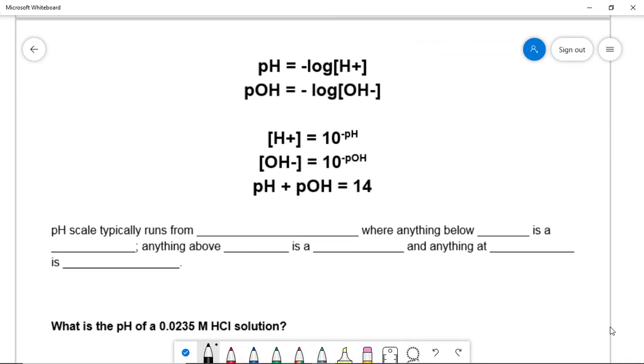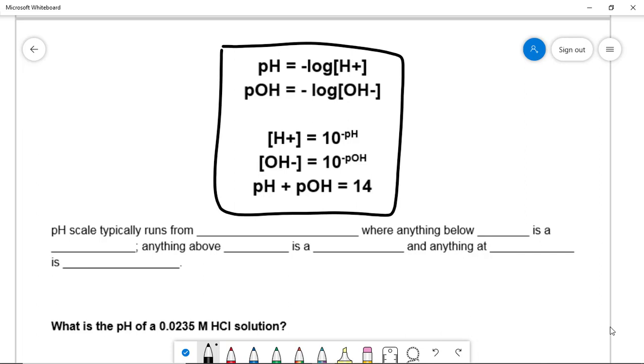Now, again, you'll be given these formulas, but make sure you know how to use these 5 formulas here. To get the pH, we take the negative log of the H, or hydronium, concentration. pOH is the negative log of our hydroxide concentration. The concentration of H is equal to 10 to the power of negative pH. It's an inverse function of a logarithm. Same with OH: 10 to the negative pOH. And pH plus pOH equals 14.